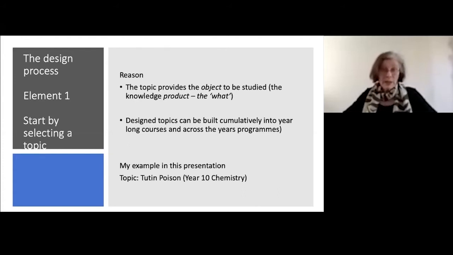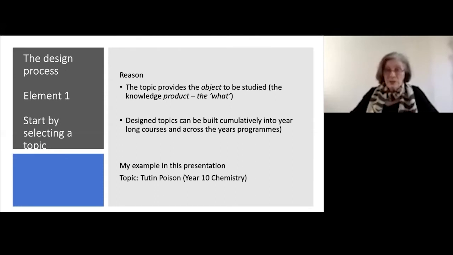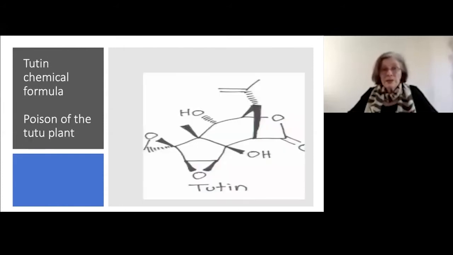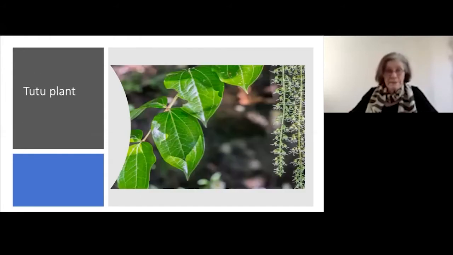Now, the example I'm going to use in the next slides is the tutu poison from, say, Year 10 chemistry. So that's the topic I've decided to select, the tutu poison. So here it is, the chemical formula of tutin. It's the poison of the tutu plant, and here we have the tutu plant.